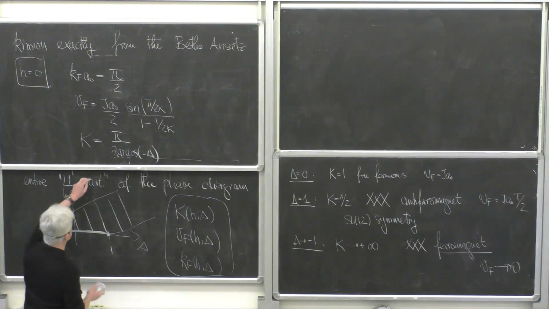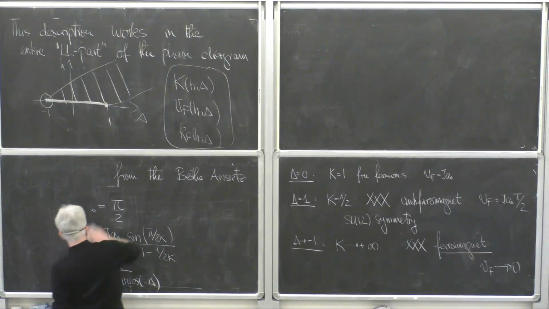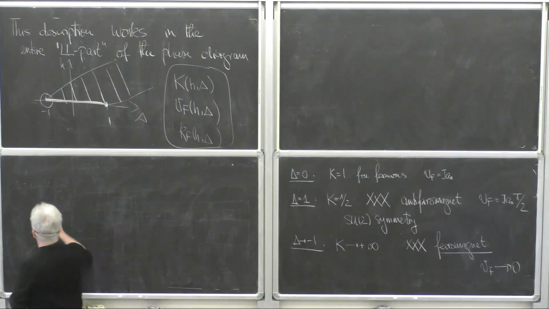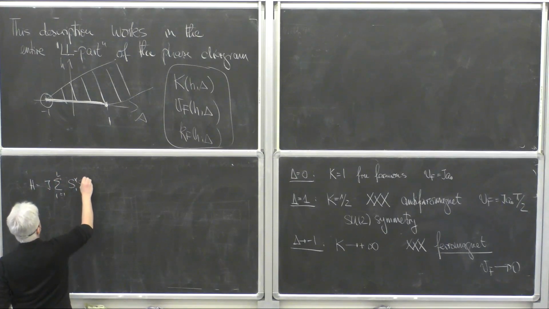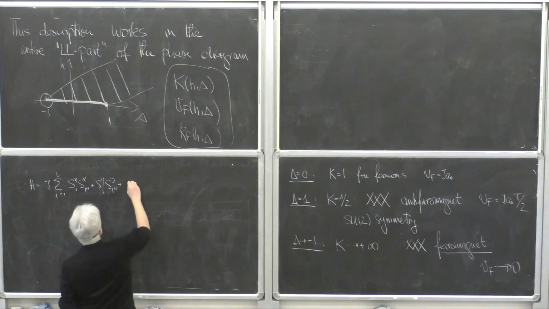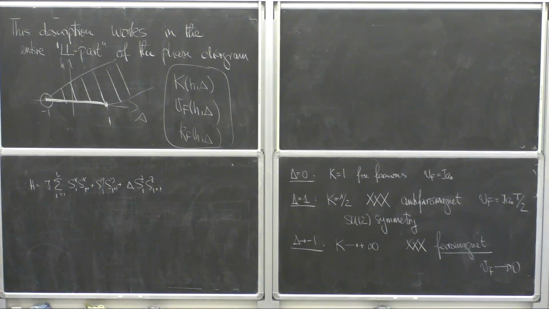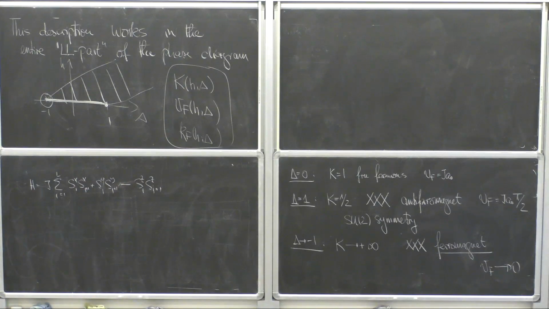Let's start with that. The model I had was H equals J, sum over j from 1 to L, of S^x_j S^x_{j+1} plus S^y_j S^y_{j+1} plus delta S^z_j S^z_{j+1}. That was my Heisenberg model. Now let's set delta equals -1. Then I have this.